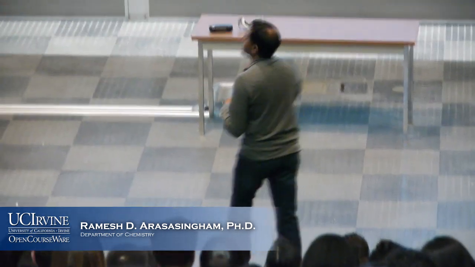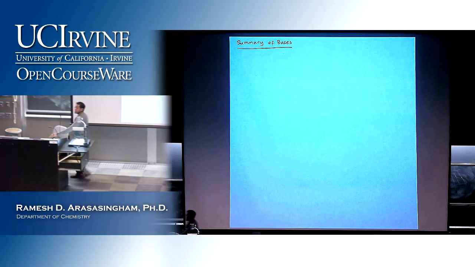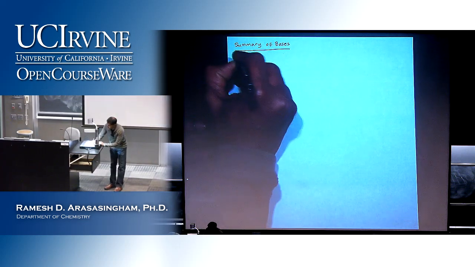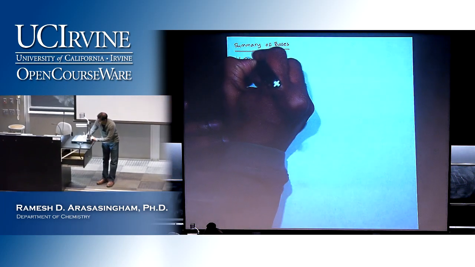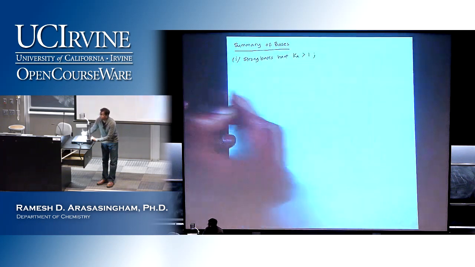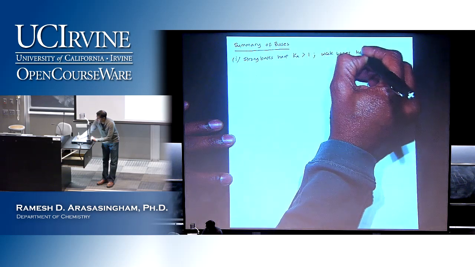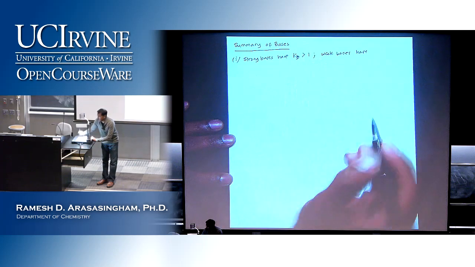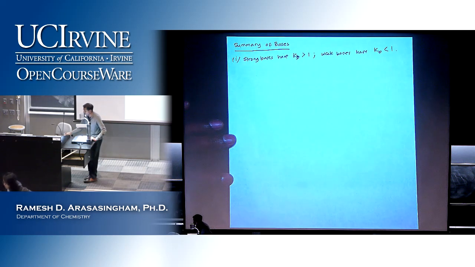Okay, so getting back to where we stopped last time, we talked about bases. If we wanted to summarize the important features of bases, we said that firstly, and we're going to draw the same parallels as with acids, strong bases have Kb greater than 1. Sorry, we're talking about bases, so it should be Kb. Weak bases have Kb less than 1.